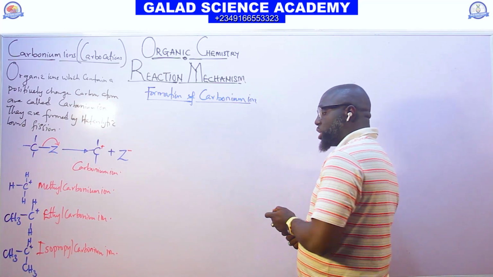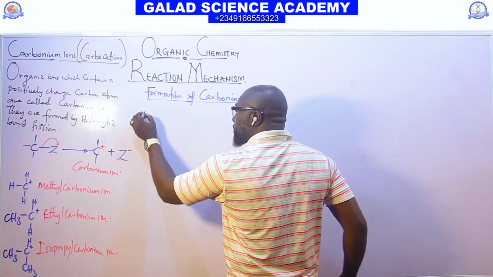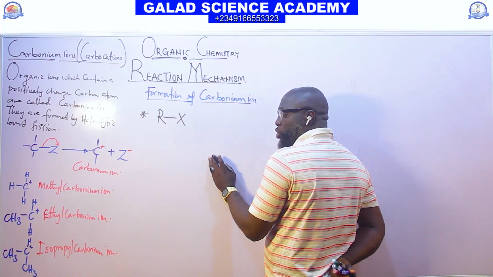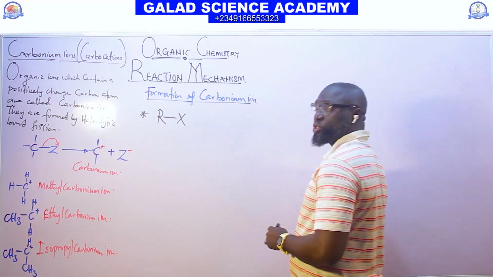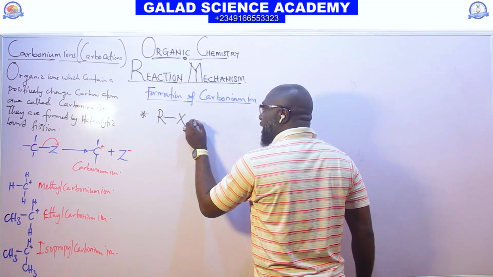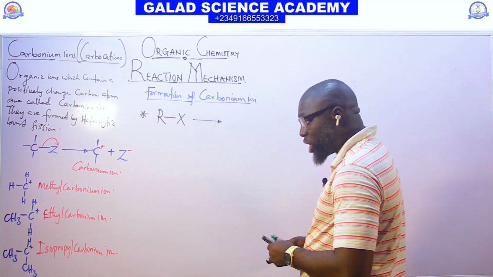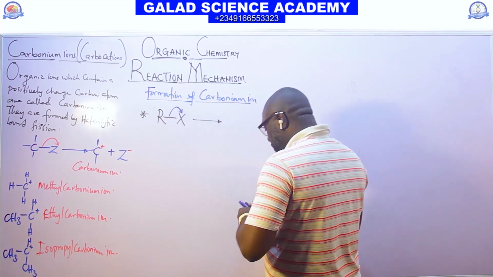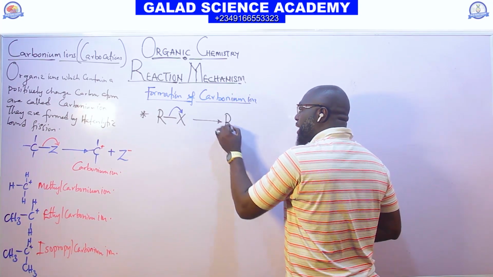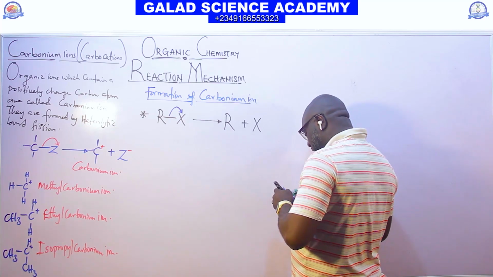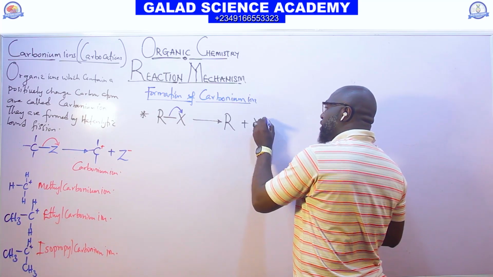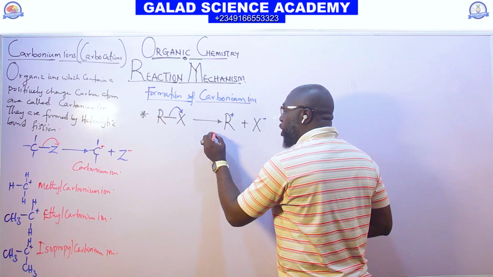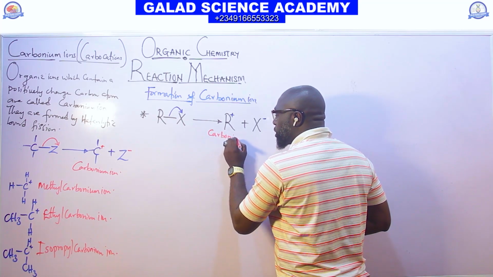Let me show you the illustration. Assume we have an alkyl group, this alkyl bond with X. This X is a halogen group, an electron withdrawing group. So when this X undergoes heterolytic fission, this bond here will shift to X. When the bond shifts to X, we are going to have alkyl plus and X minus. The charge of X will be negative, and this will be positive. The positive ion that we have here is what we call a carbonium ion.